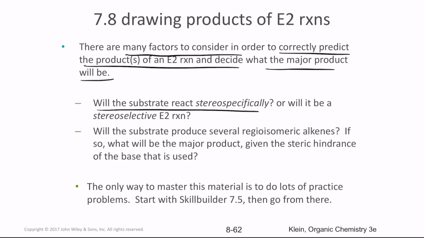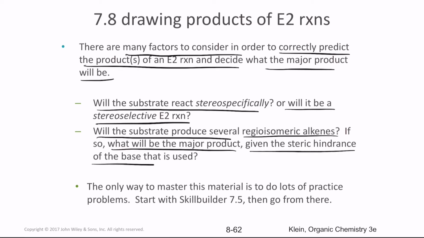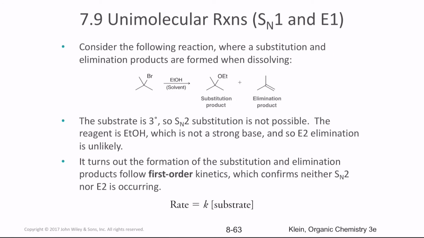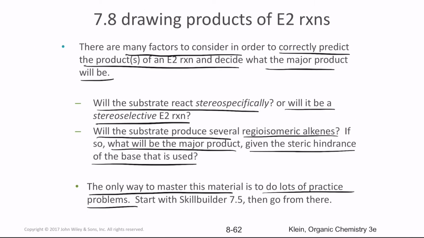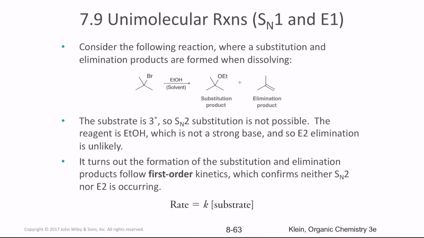Will the substrate react stereospecifically, or will it react using a stereoselective mechanism? Second question: will the substrate produce several regioisomeric alkenes? If so, what will be the major product given the steric hindrance of the base that is used? And third, the only way to master this skill is to do lots of practice problems. This is how we generally differentiate between E2 reactions and E1 reactions. At the end of this lecture, we'll talk about how to predict the product and which mechanism it works through.